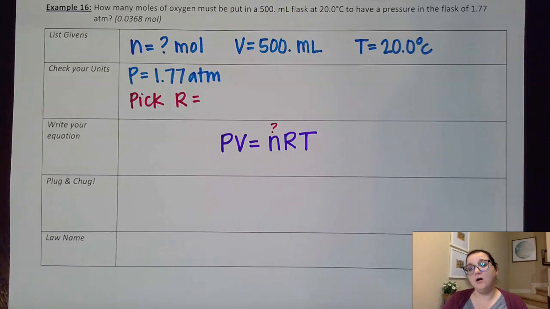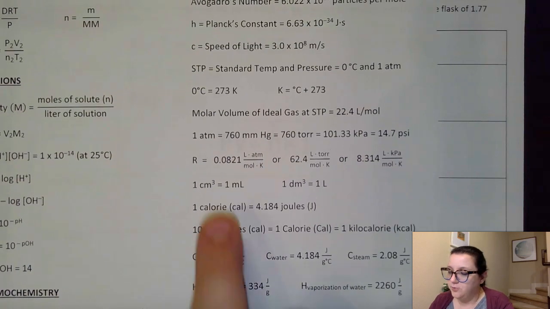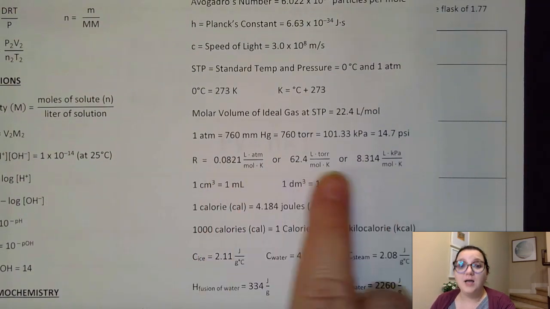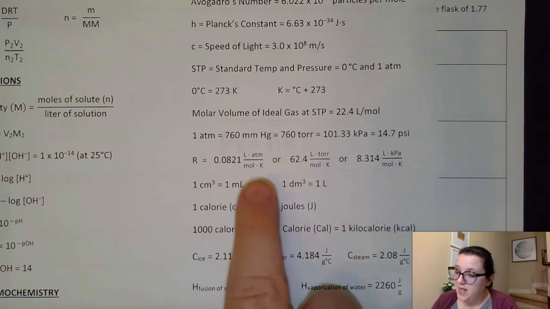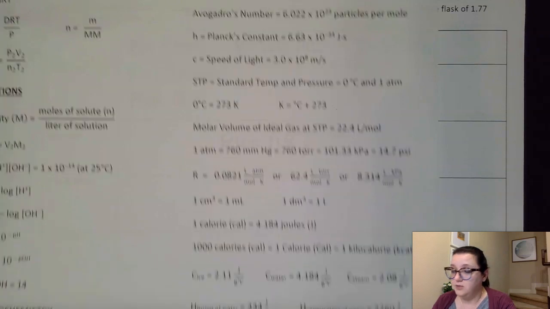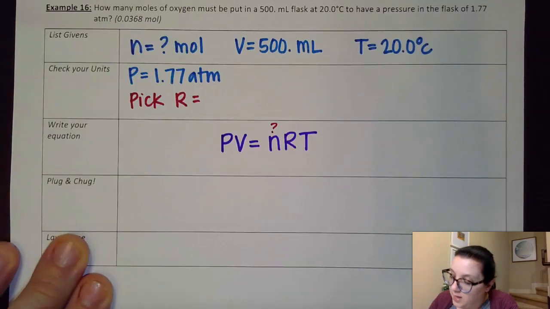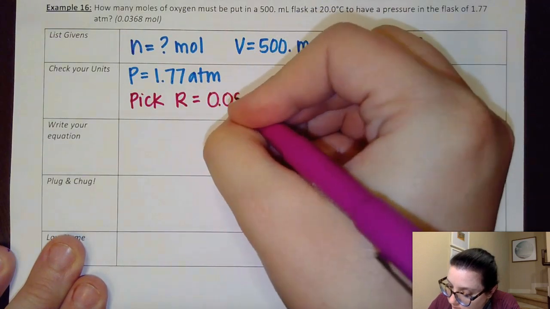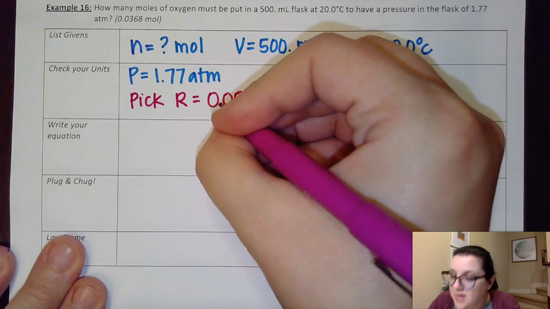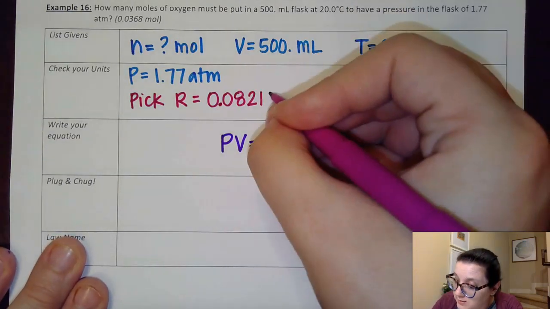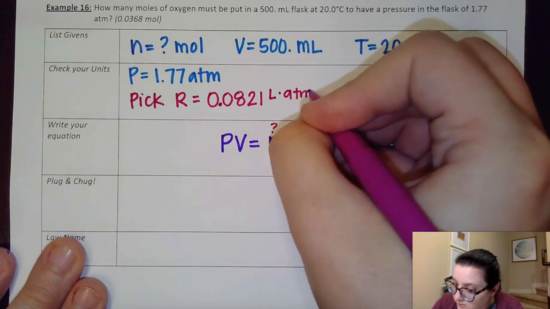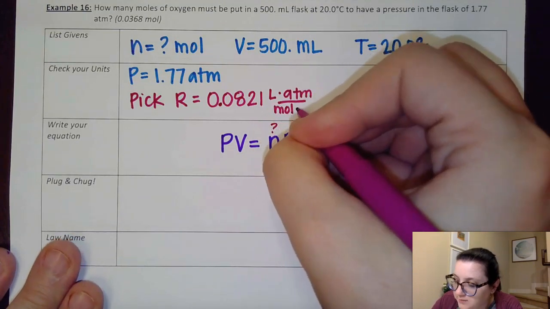Now, when I'm picking an R value, I want to make sure that I'm picking one that matches with my pressure unit. So notice here that our pressure is in atmospheres. When I go to my formula chart and look through these R possibilities, I want to pick the one that has atmospheres in the unit. That's going to be this one right here, 0.0821. So I'm going to write that here, 0.0821, and I'm also going to include the unit, liters times atmospheres over moles times Kelvin.